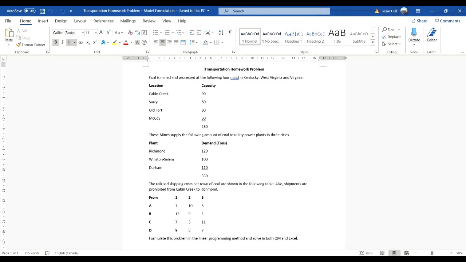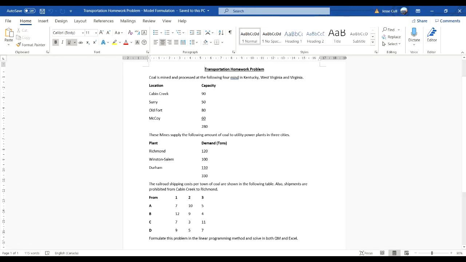Remember, in a problem like this, there are three key points. One, we're trying to minimize transportation costs. Two, from each source, we know how much is being supplied. And three, at each destination, we know how much is required. So we have supply, demand, and our relevant information. So let's look at this problem in front of us.